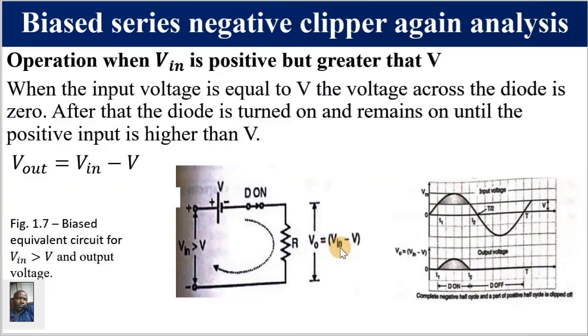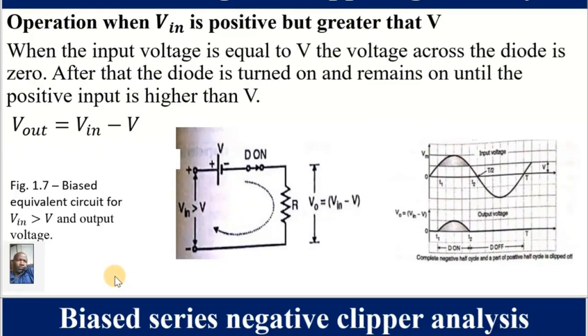Hence we are going to have an output. Please, let's have a look at our output. We are going to have an output only when Vin is greater than V, hence from there to there only. When it is now less than V, we don't have an output. Hence we are saying this is a biased series negative clipper, because we don't have the negative part. It has been clipped off.